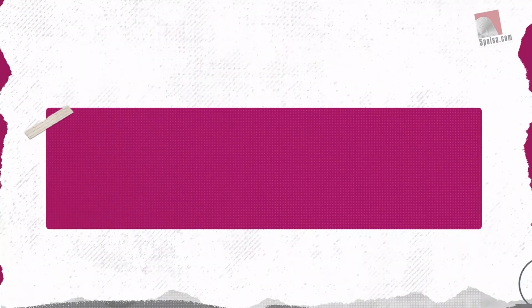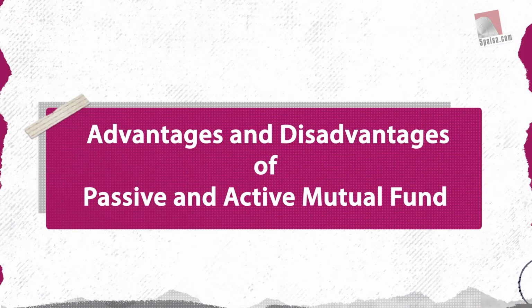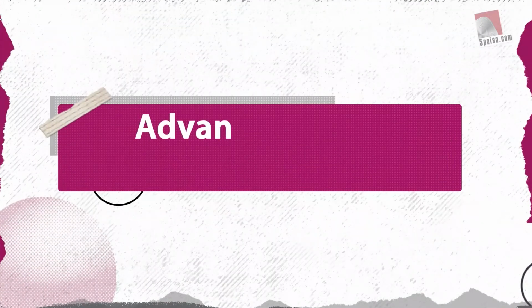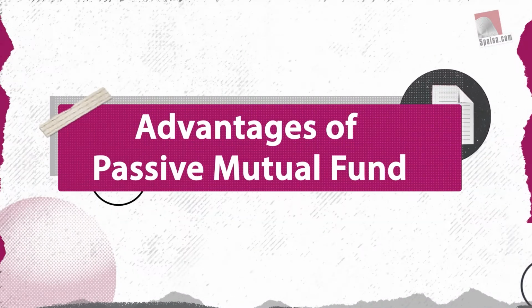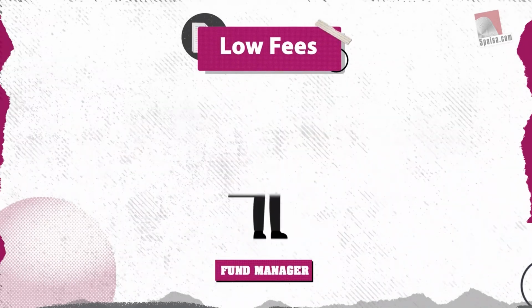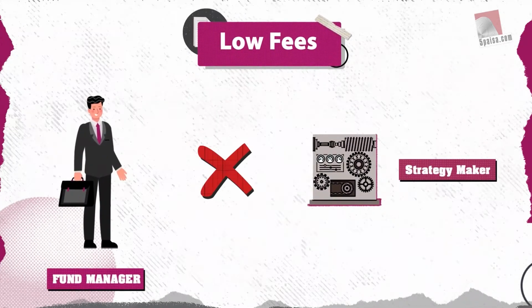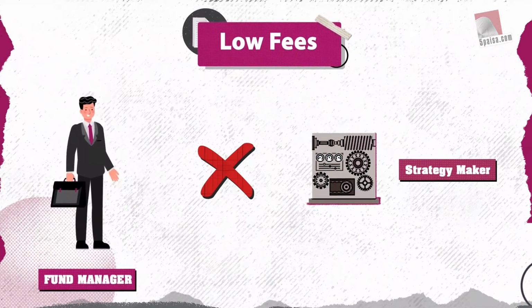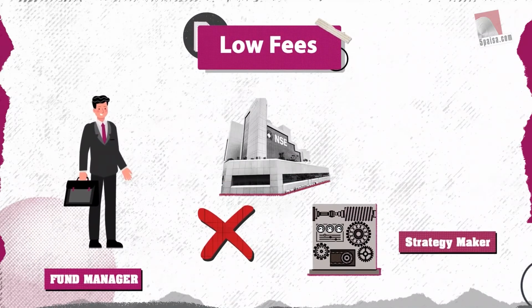So now that you have understood the difference between active and passive mutual funds, let's discuss the advantages and disadvantages of both. And let's start with the advantages of passive mutual funds. The first advantage of passive funds is low fees. This is because the fund manager does not need an active strategy to run the fund. All he needs to do is mimic an index.